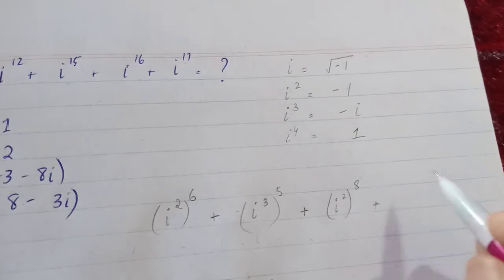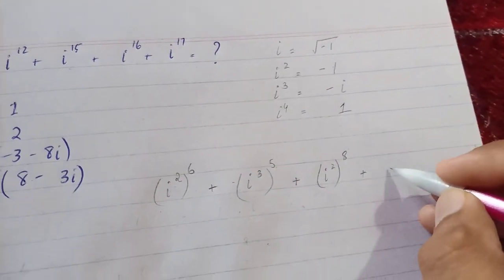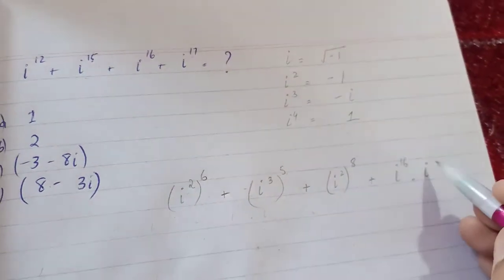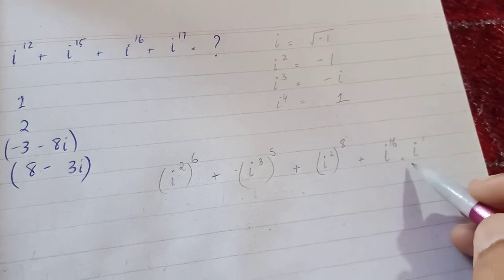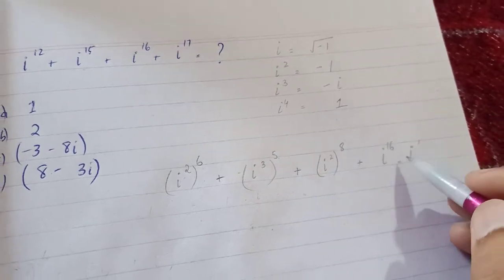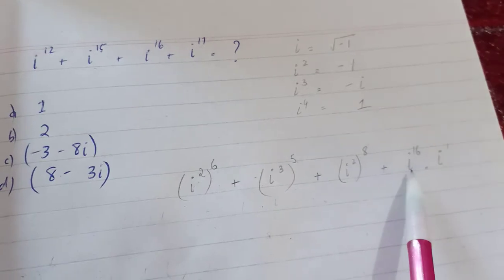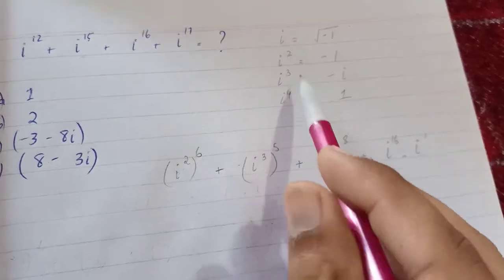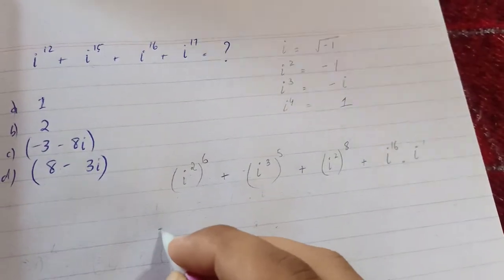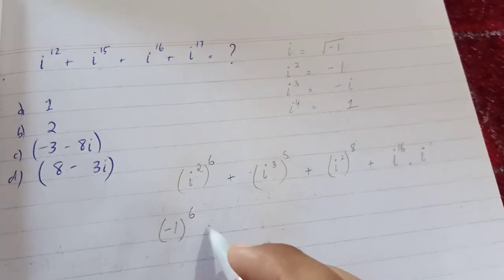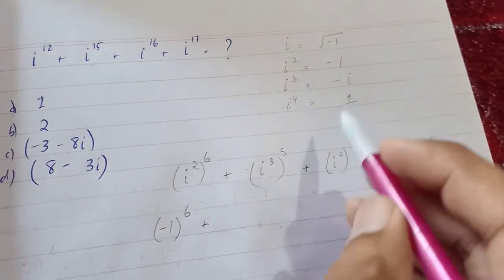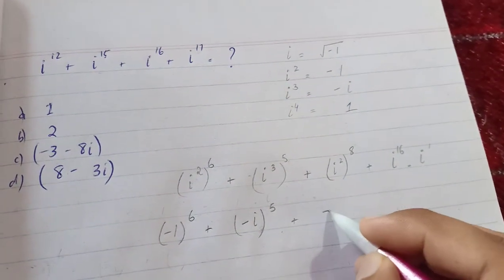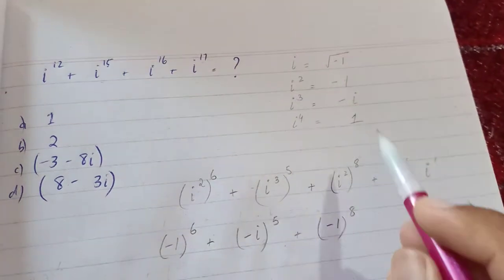Now how will we break iota 17? Look, iota 16 dot iota will make iota 17, because the bases are the same, so the power will be 16 plus 1, which is 17. So I have just broken this iota 17 into iota 16 and iota 1. Now we know the value of iota square is minus 1. Putting the values: minus 1 power 6, plus iota cube, whose value is minus iota, power 5, plus minus 1 power 8. Iota square is minus 1.